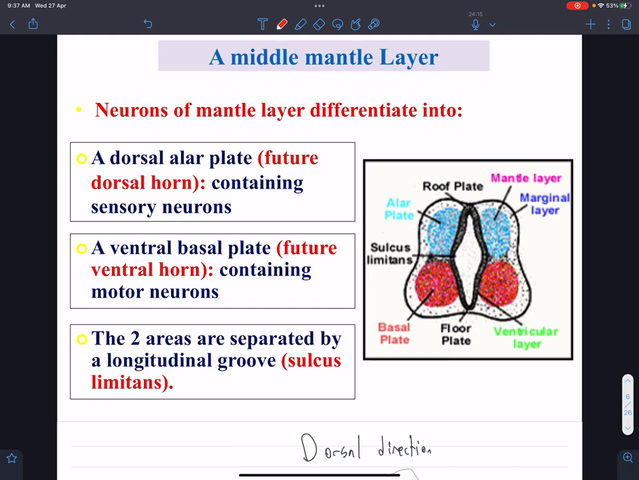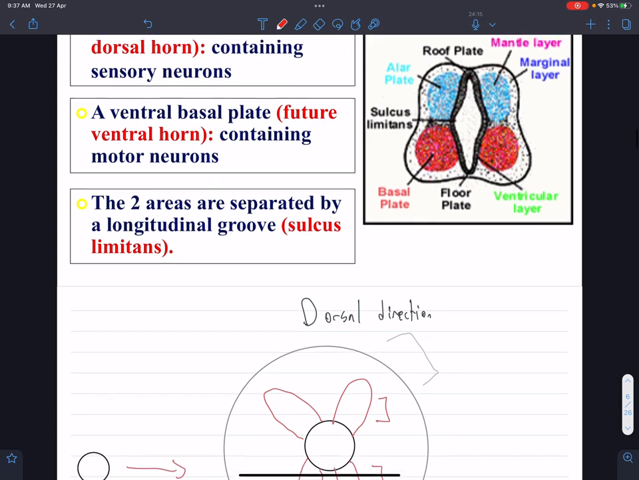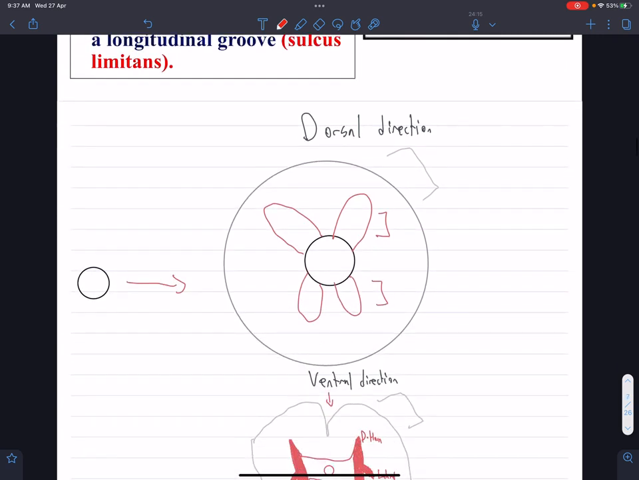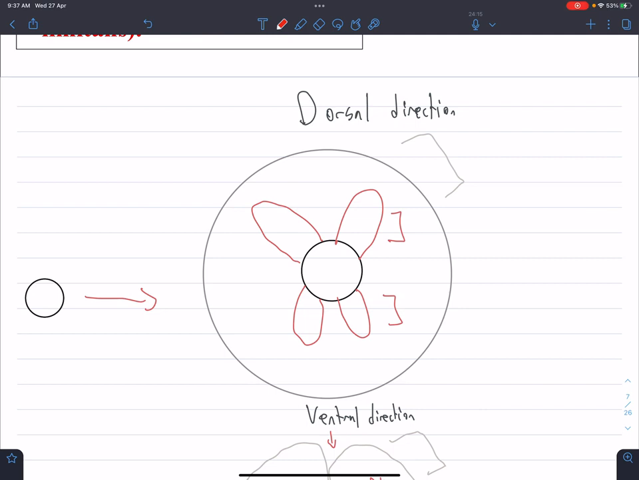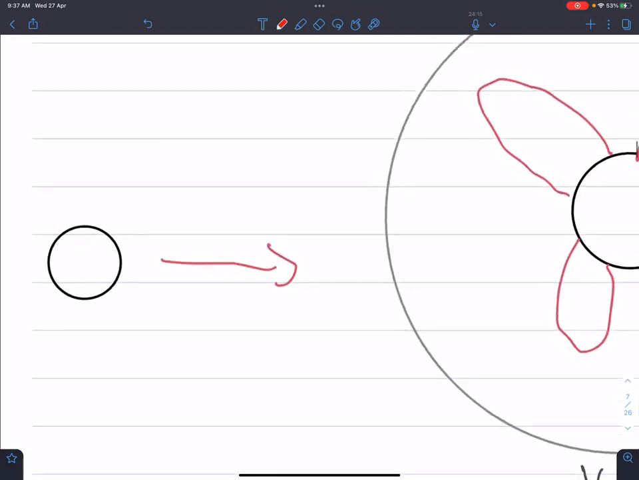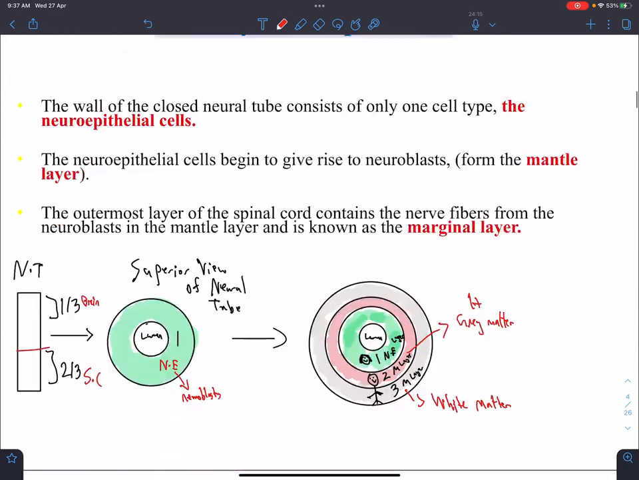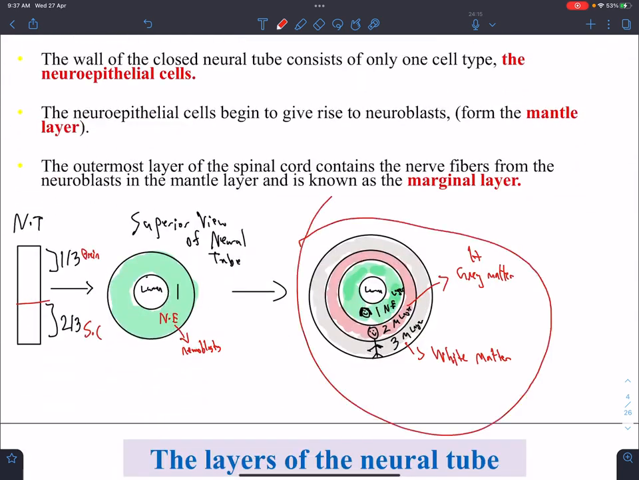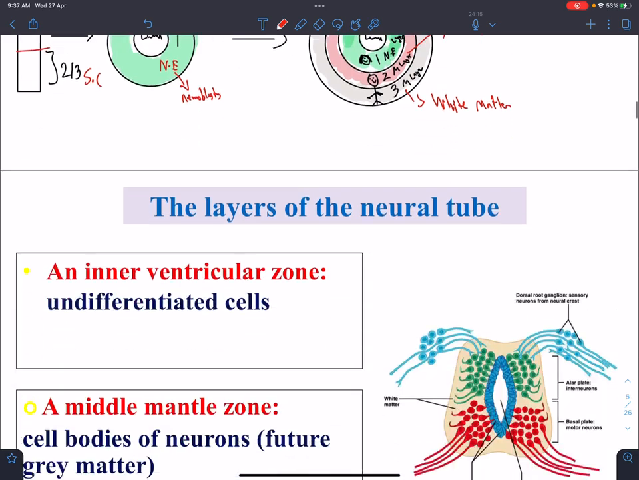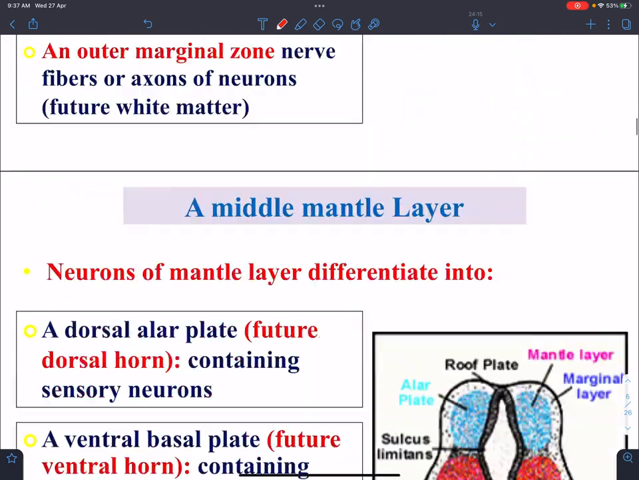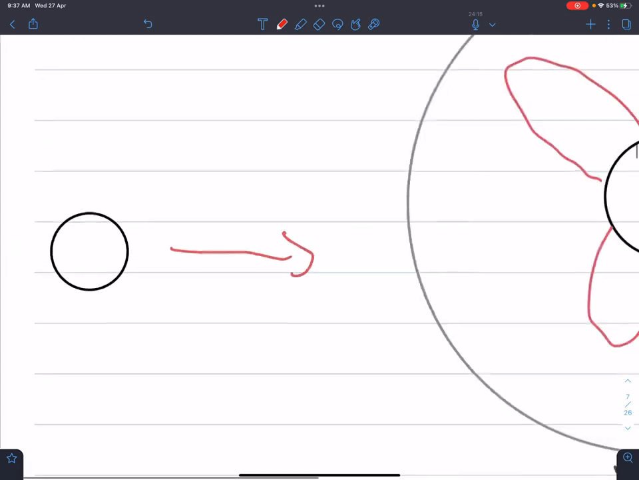So let's look at the middle mantle layer. Now, what did I say the middle mantle layer is going to be composed of? Neuroblasts, right? And these neuroblasts, as their name says, are immature neurons. They're going to differentiate into sensory neurons, motor neurons, and whatnot. All right. So let's look at this picture. You see this circle? This circle is the same as the one before from this drawing, the 3 layers. Just imagine I zoomed out like a microscope, and it's going to be like one small circle. It's the same.